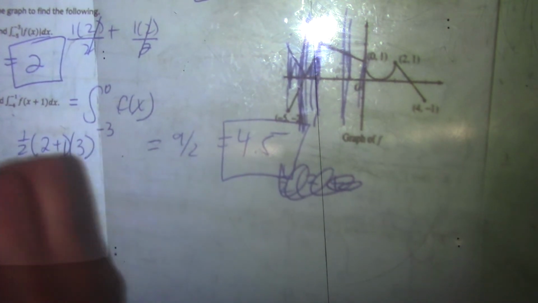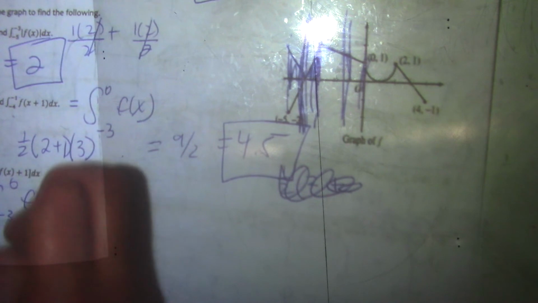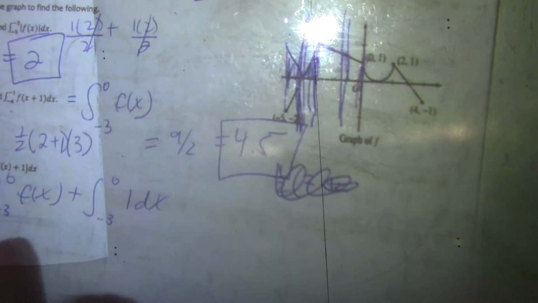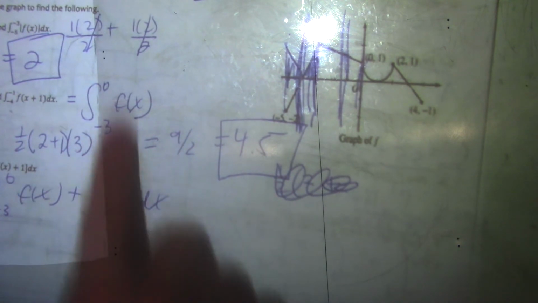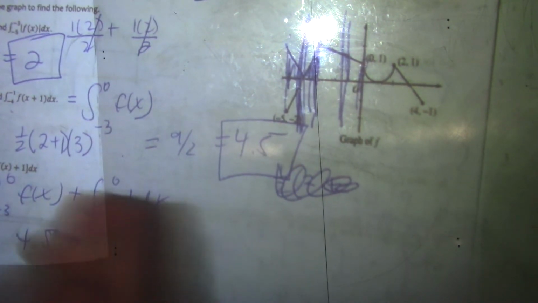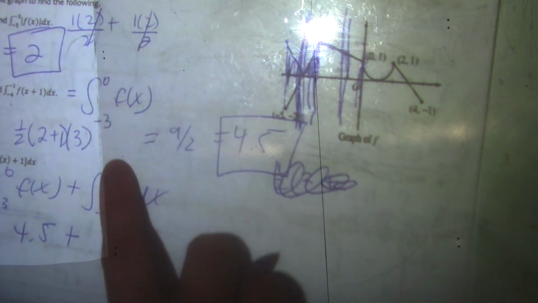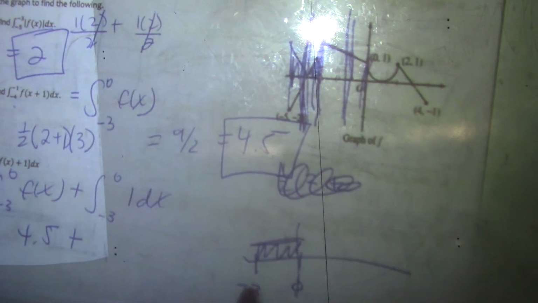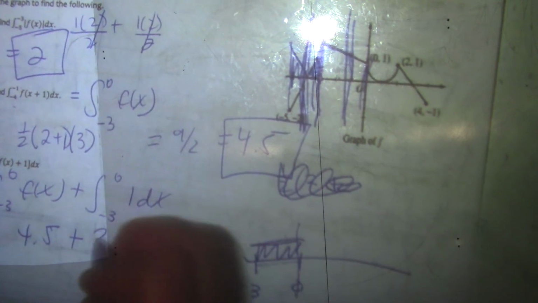Here we are doing the integral from -3 to 0 of f of x plus the integral of -3 to 0 of 1 dx. -3 to 0 we just found, right? That is going to be 4.5 plus -3 to 0 is a base of 3, and it would be -3, 0, height of 1, so that's just a rectangle. So base of 3 times 1 would be plus 3, so that's just 7.5.